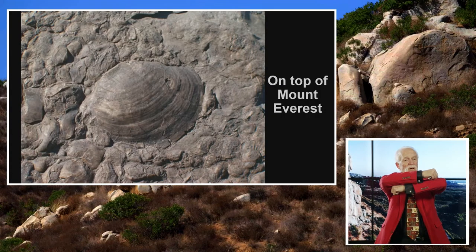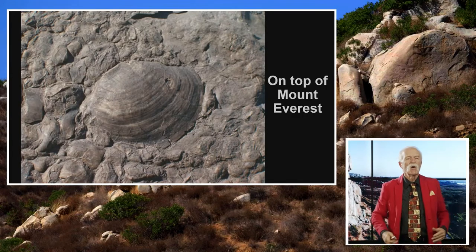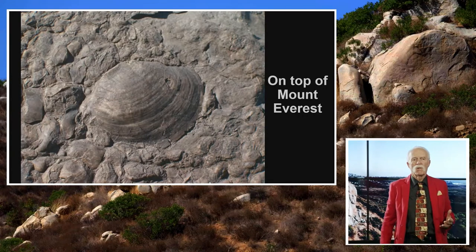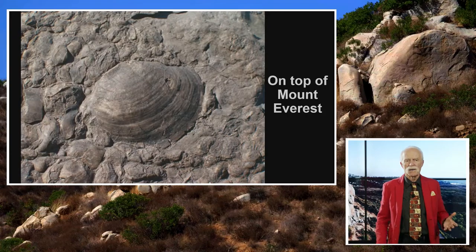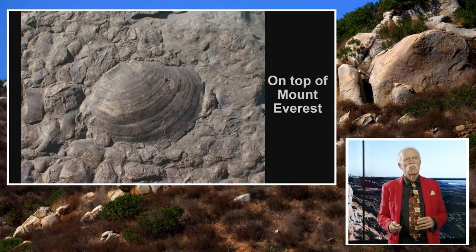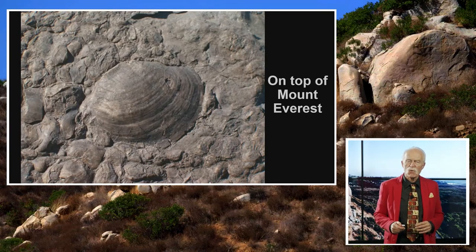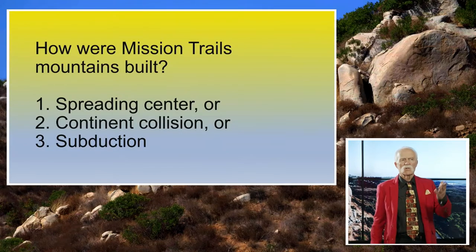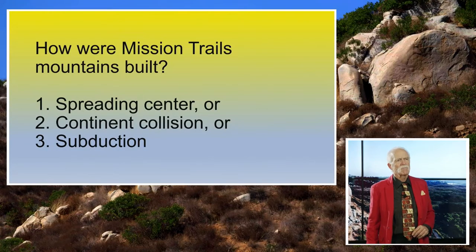Now my arm is the Tibetan Plateau, and then on top of the Tibetan Plateau, we have mountain peaks like Everest. So there's a third way we make mountains, by colliding continents.